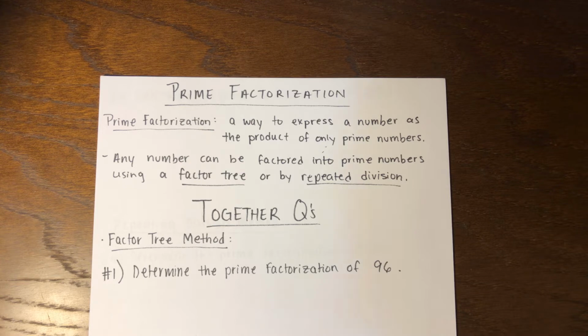So if I had 2, the only two numbers that make 2 is 1 times 2. Or 7, 1 times 7. Okay? So know that any number can be factored into prime numbers using a factor tree or repeated division. Those are our two methods we're going to look at today. Let's do the first one.